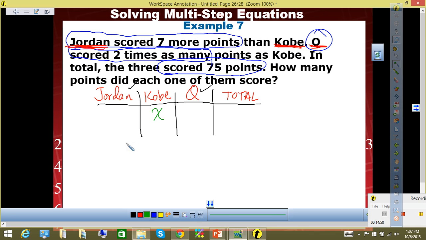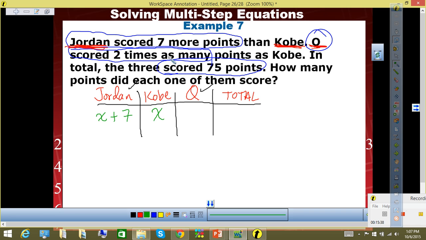And now we can start building our table, going back and reading it again. Here we go. Jordan scored 7 more points than Kobe. So think about it. Don't say it out loud. If Kobe is X, how can we write Jordan scored 7 more points than Kobe? Tell your neighbor, please. 7 more points. It doesn't mean 7 times points. It said 7 more points. I hope everybody said X plus 7. Write that down. X plus 7. So we got Jordan.